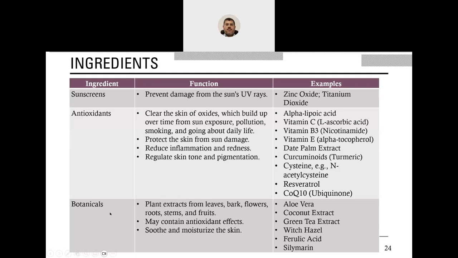Some botanicals that also have an antioxidant or moisturizing effect are also included in cosmeceutical skincare products. They may be taken from different extracts from different parts of the plants, like leaves, bark, flowers, roots, stems, and fruits. Examples are aloe vera, coconut extract, green tea extract, witch hazel, ferulic acid, available in several plants, and silymarin.